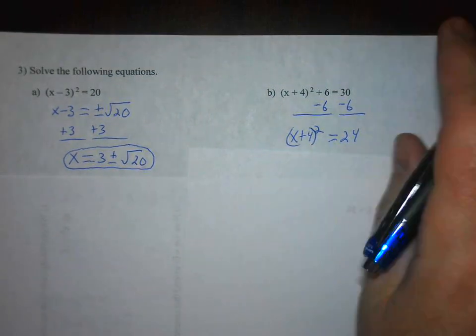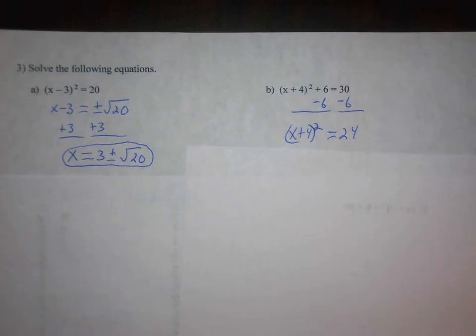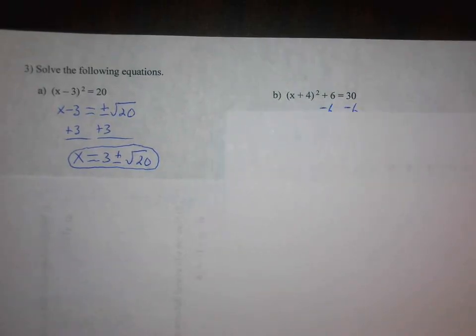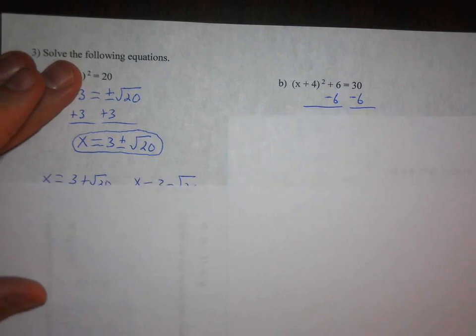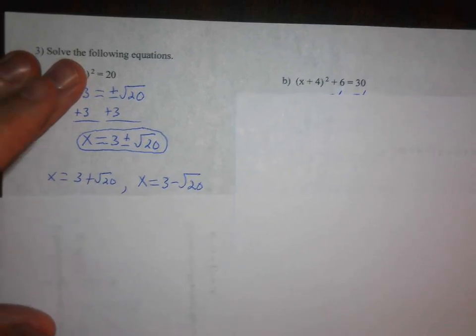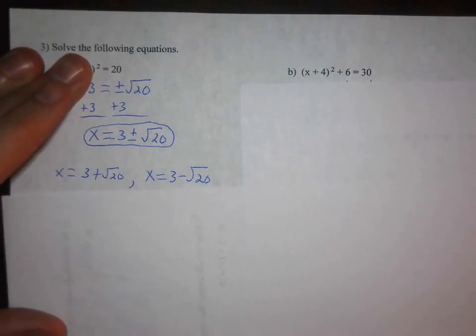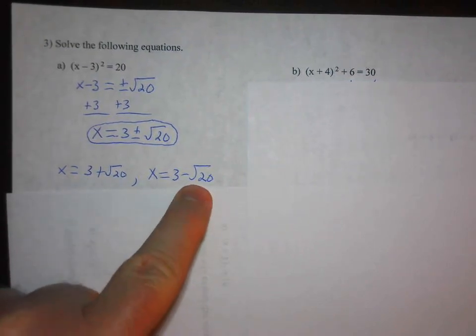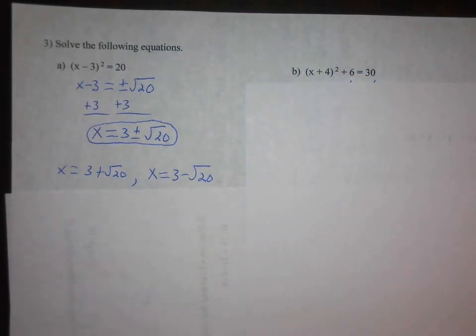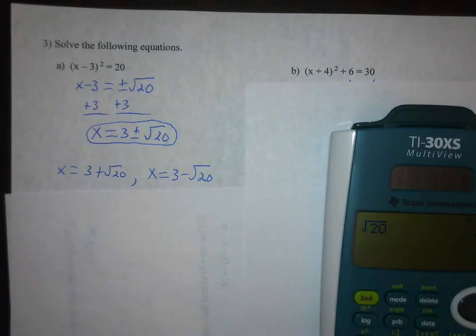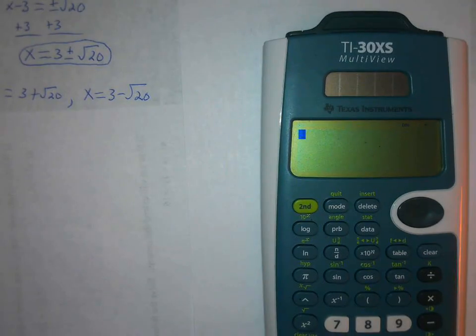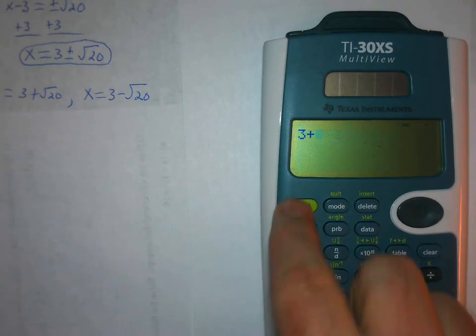Now, if you wanted to estimate what your answers were based on rounding to the nearest tenth or the nearest hundredth, what you could actually do is break them apart into the 2 equations. So 3 plus the square root of 20, 3 minus the square root of 20. And then if you wanted to put that in your calculator, we could do 3 plus the square root of 20. And I'll just do the one answer for time.